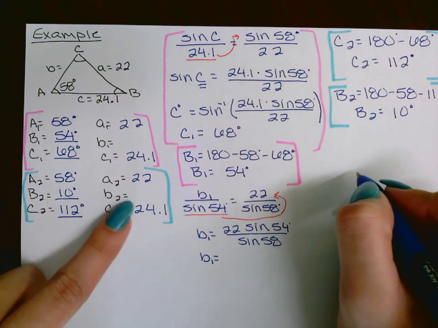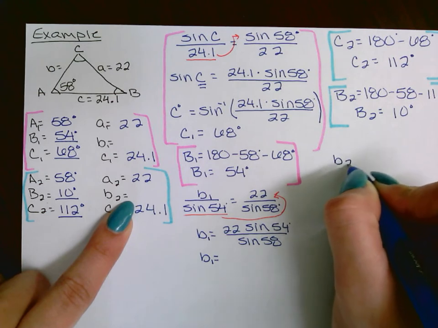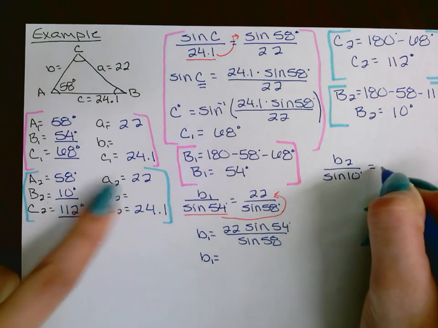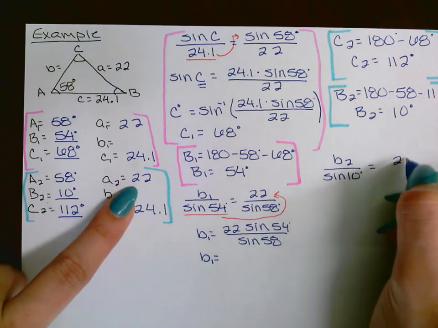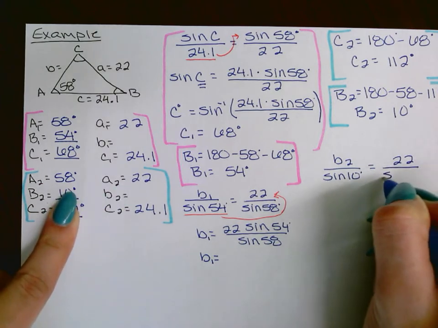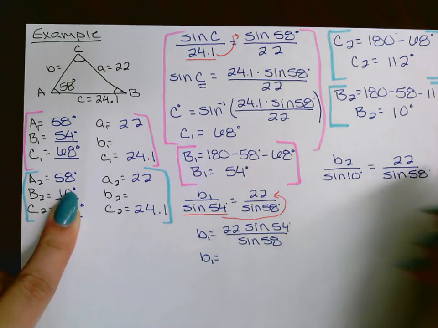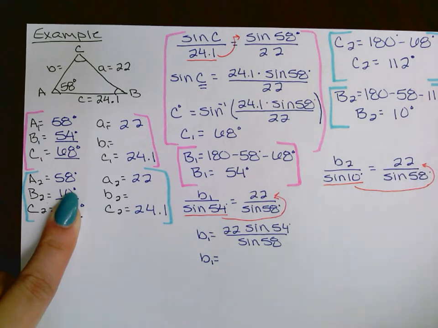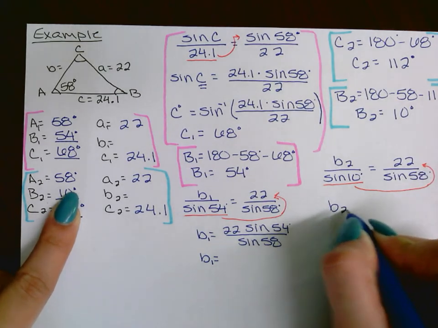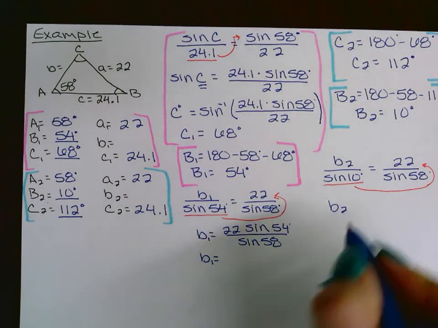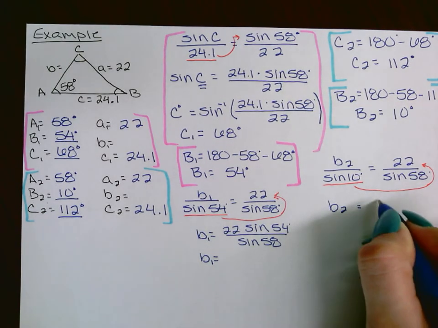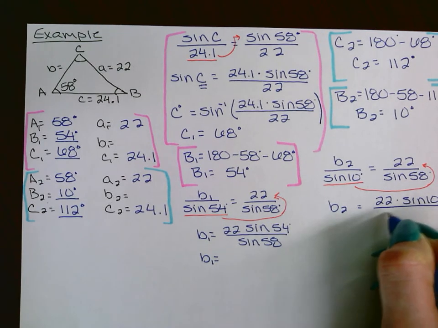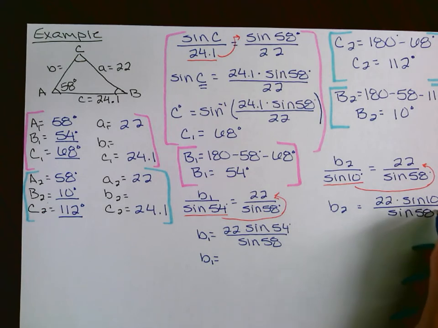I'm going to do the same exact thing for B2. So I can say B2 over sine of 10 degrees equals the match for that triangle with A, 22 over sine of 58. Multiply this denominator over, and I have B2. So B2 equals 22 times sine of 10 over sine of 58 degrees.